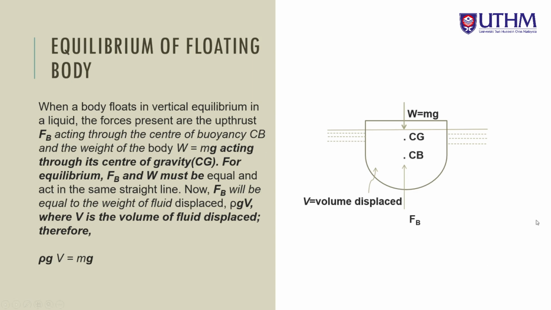Kalau kita tengok dekat gambar sini, kita nampak yang CG dan CB itu berada dalam satu line yang sama. CB adalah directly di bawah CG. So, kita akan lihat yang volume displaced ni naik disebabkan objek yang submerged. Dia ganti volume objek yang submerged ni. So, kita boleh lihat yang buoyant force dia menolak ke atas dan weight itu mg, iaitu mass times gravity, menolak objek ini ke bawah.